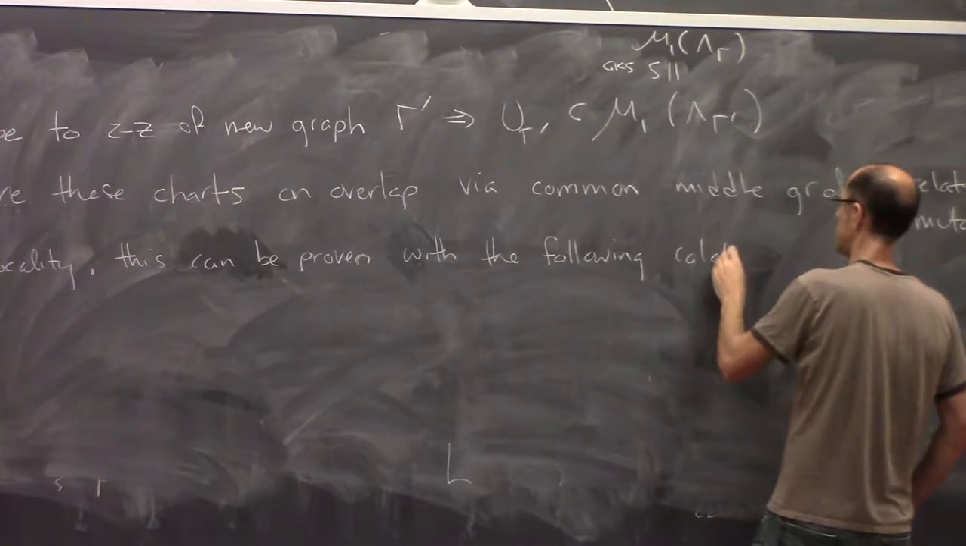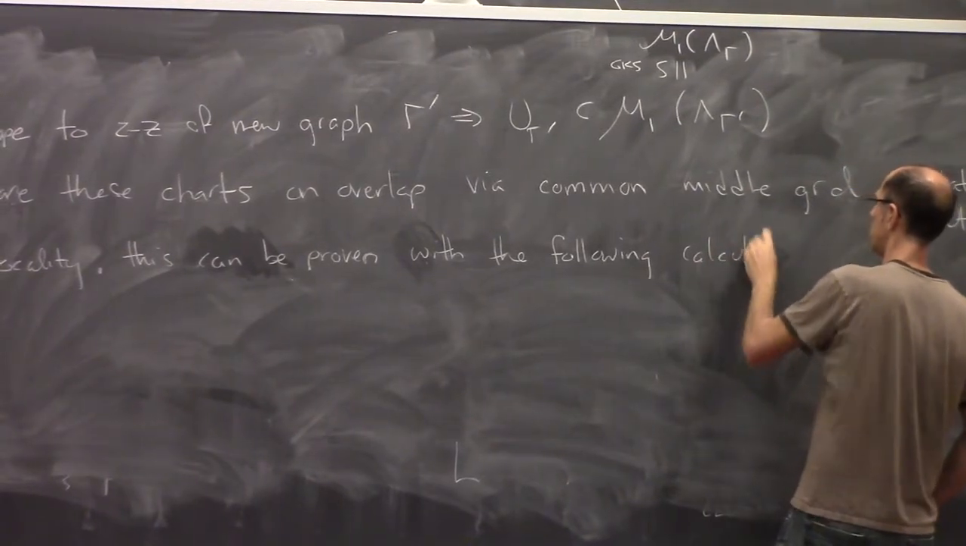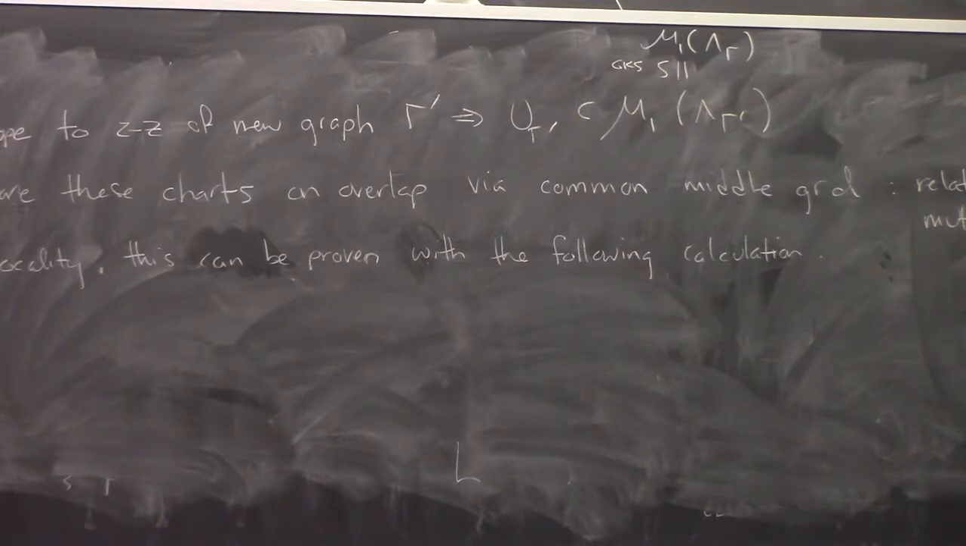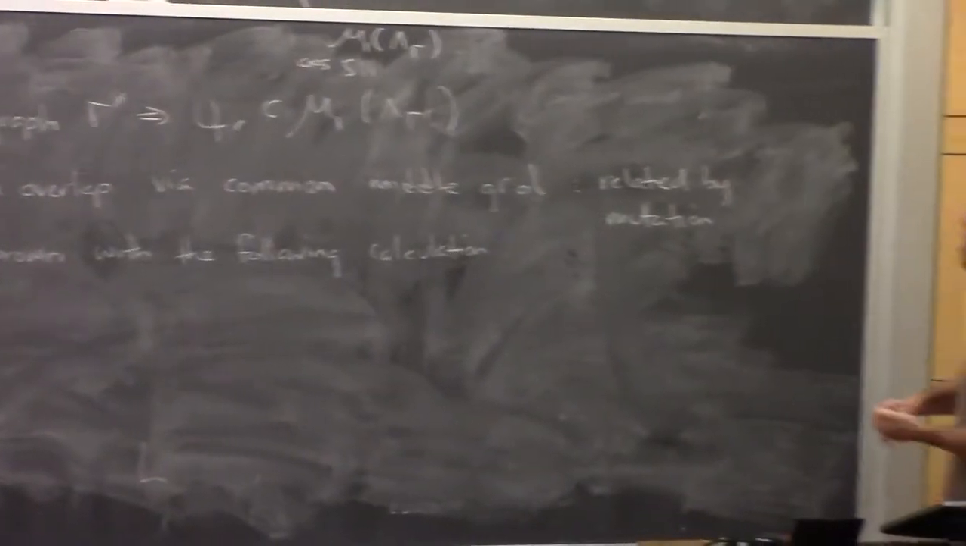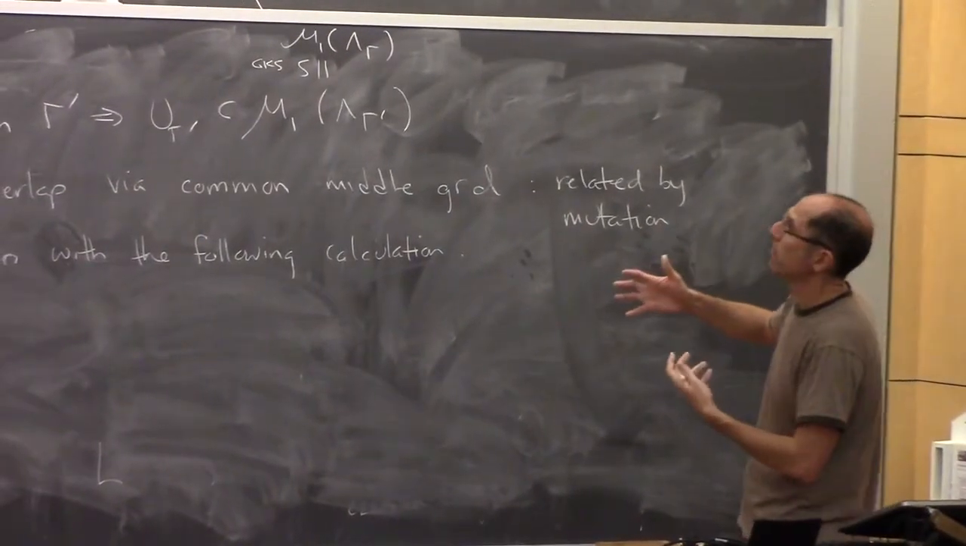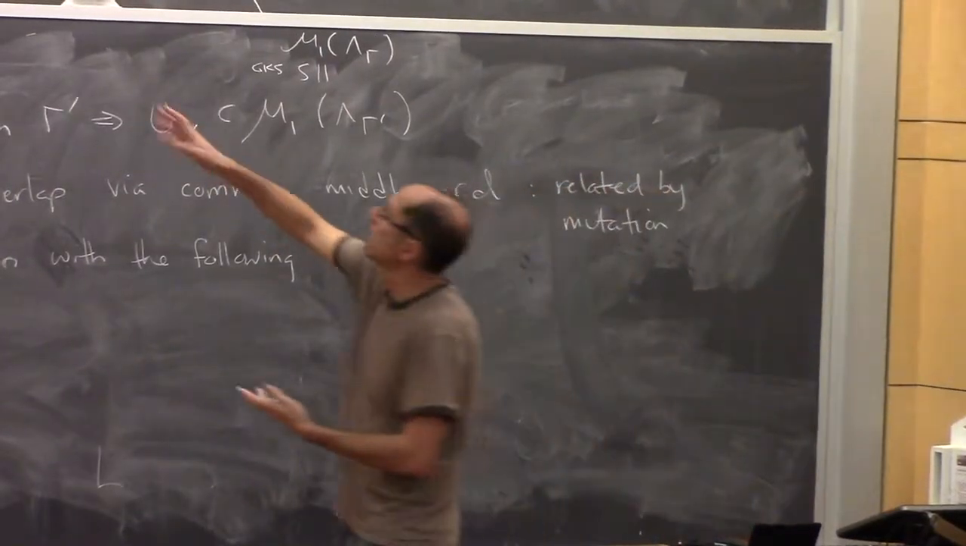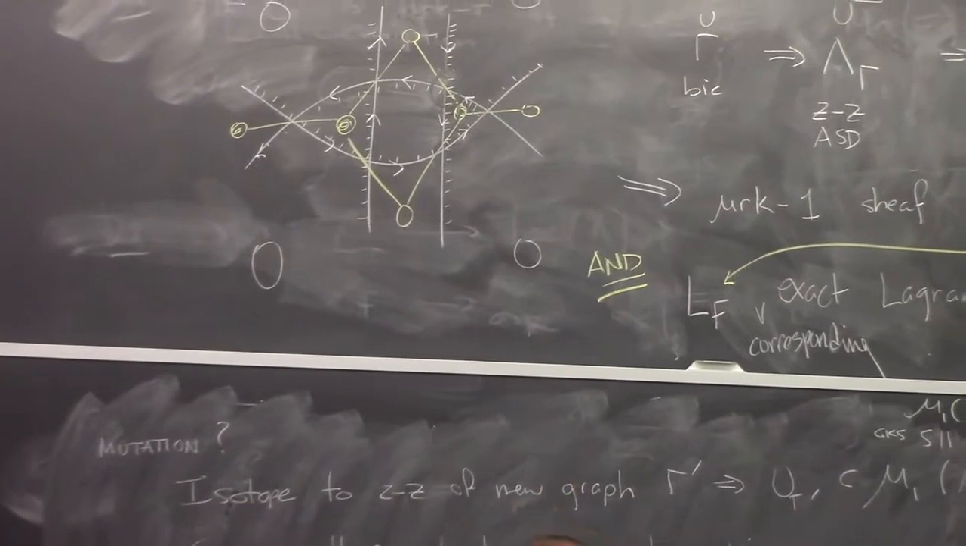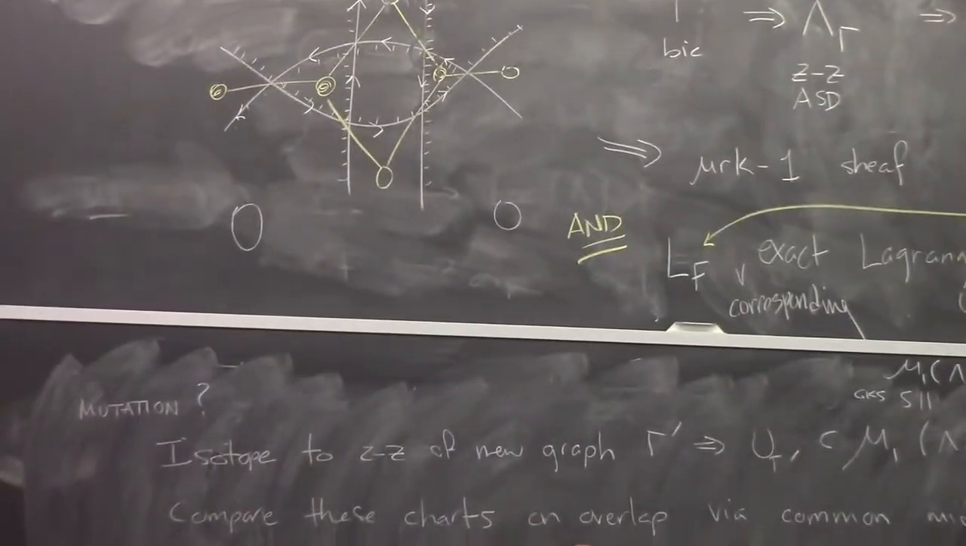Locality is proven with the following calculation. So I only need to understand locally what happens as I isotope the knot, and it goes from one bicolor graph to another. And the famous move that does that is the square move. So let's discuss the square move, which will transform this graph.